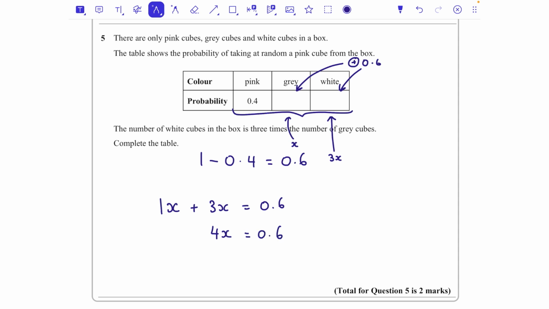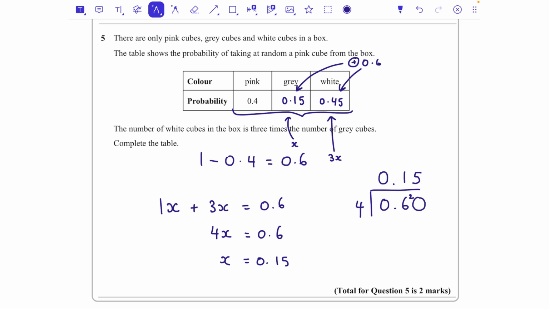If we divide that by 4, now 0.6 divided by 4. 4 doesn't go into 0, and 4 goes into 6 1 time remainder 2, but we've got nowhere to carry that 2 onto, so I need to put a 0 here. There's nothing in that column at the minute, so I can carry the 2 onto it. 4 into 20 goes 5 times. Therefore, x is 0.15, which means grey is 0.15, and white is 3 of those. 0.15 times by 3 is 0.45, or you can take it away from 0.6, doesn't matter. There we go. So we've completed the table.